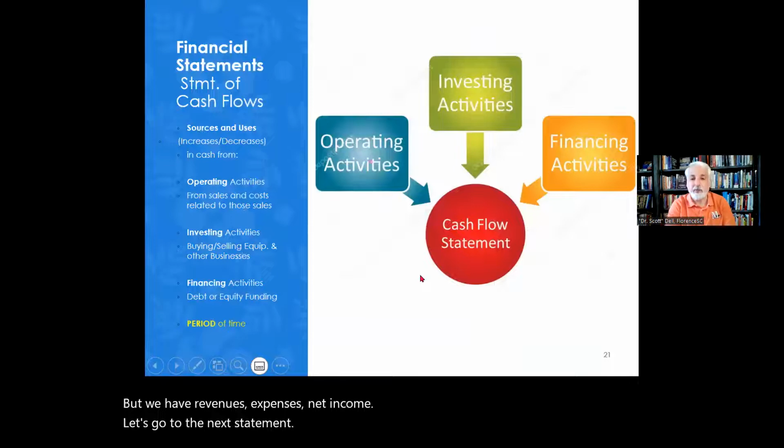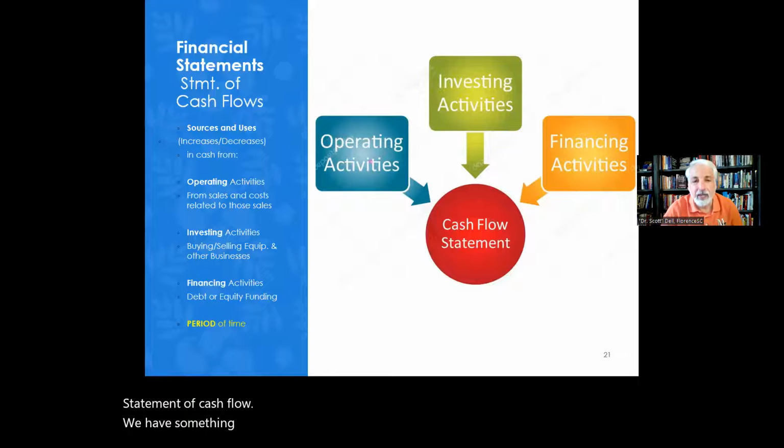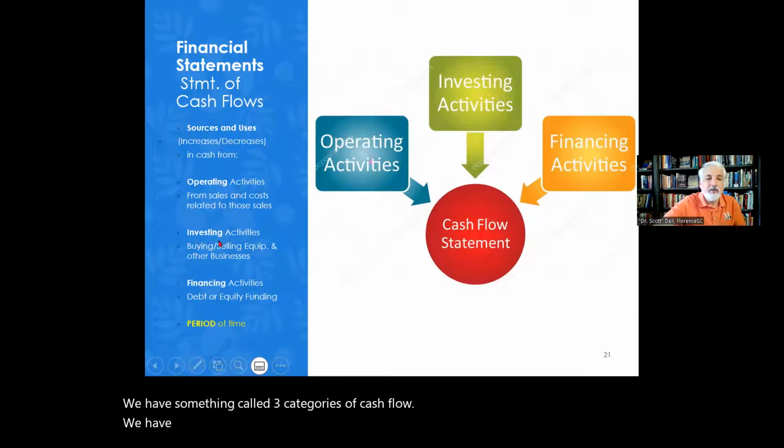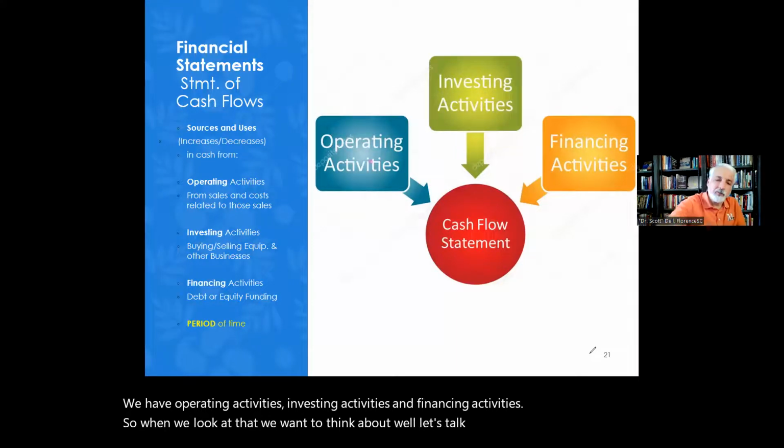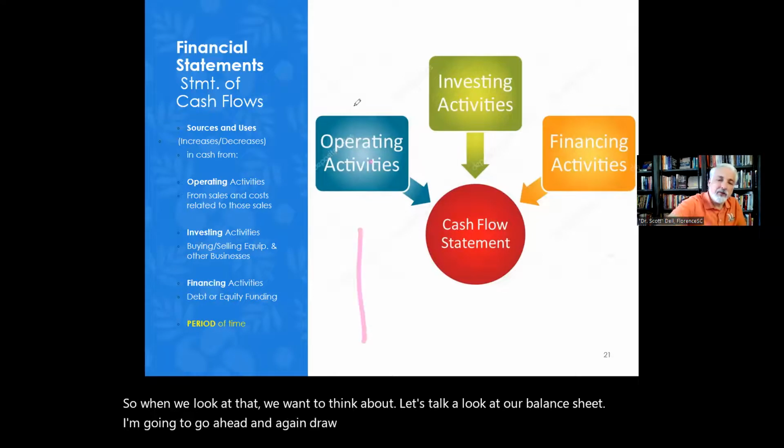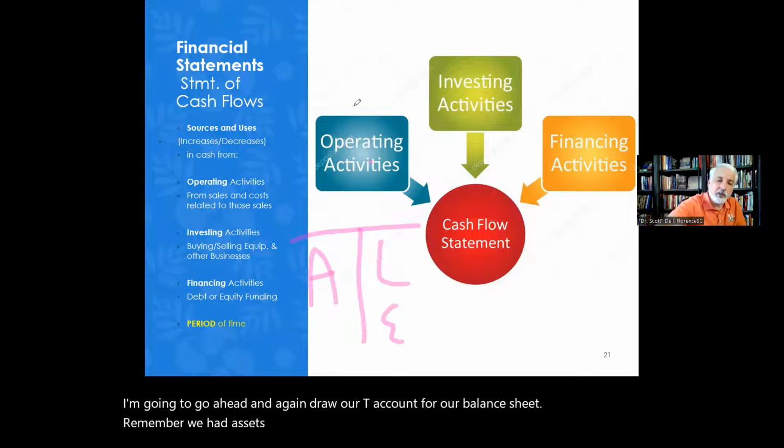Statement of cash flow. We have something called 3 categories of cash flow. We have operating activities, investing activities, and financing activities. So when we look at that, we want to think about, well, let's take a look at our balance sheet. I'm going to go ahead and again draw our T account for our balance sheet. Remember, we had assets, we had liabilities, we had equity.